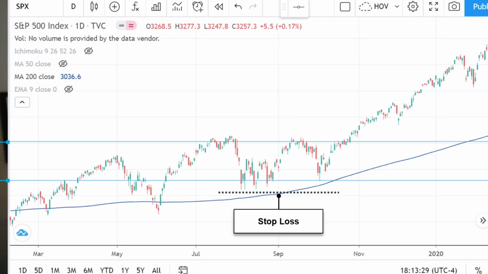If you set the stop loss right below, it increases your chances that you will not get stopped out if the stock price retests that level and then turns higher. So Warren Buffett has two rules. Number one, don't lose money. And number two, don't forget rule number one.